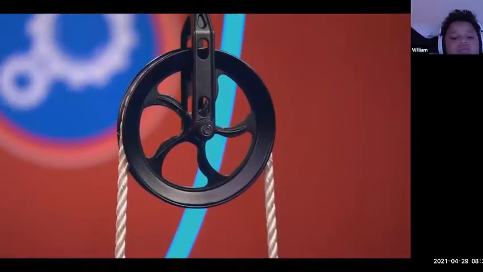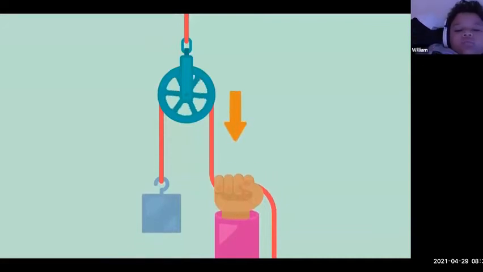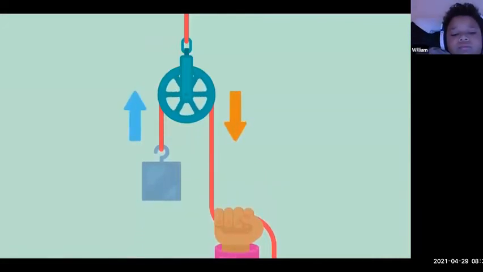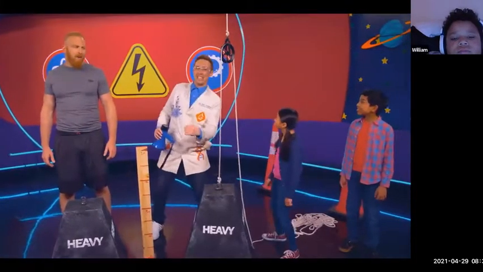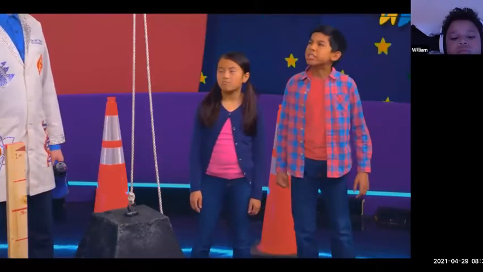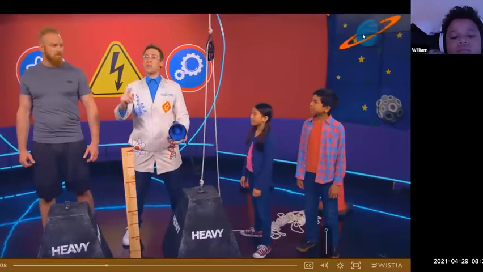Olivia won by using a pulley to change the direction of the force. You pulled down and the weight went up. That allowed you to really put your weight into it. Lucky star for the kids. We'll see. Next, let's use the lever.